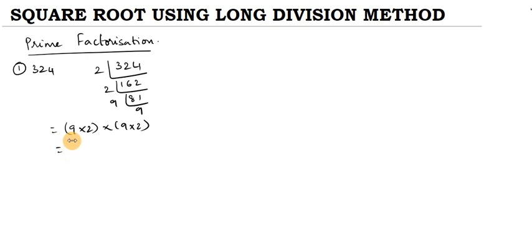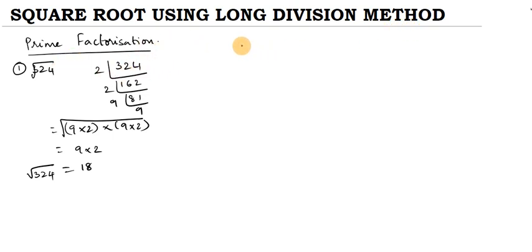So your answer will be what? When you do the square root of this, you will have it to be 9 into 2 alone. So you will get the square root of 324 to be 18. Okay. So this is one method called the prime factorization method. We can also do this using the long division method.